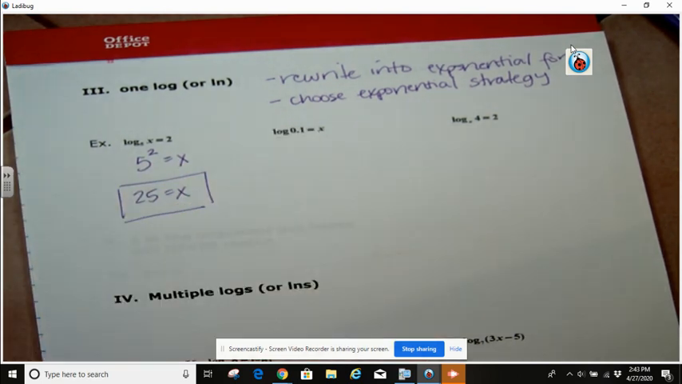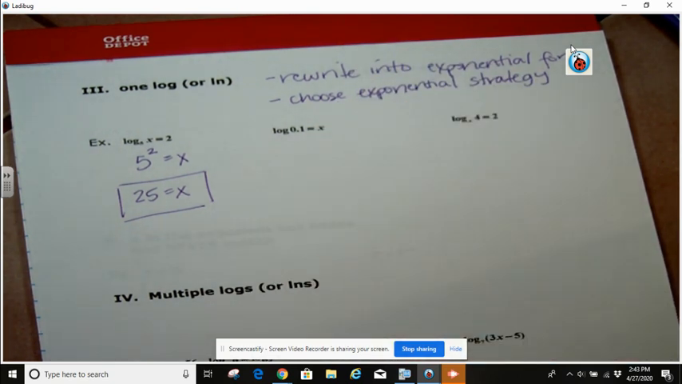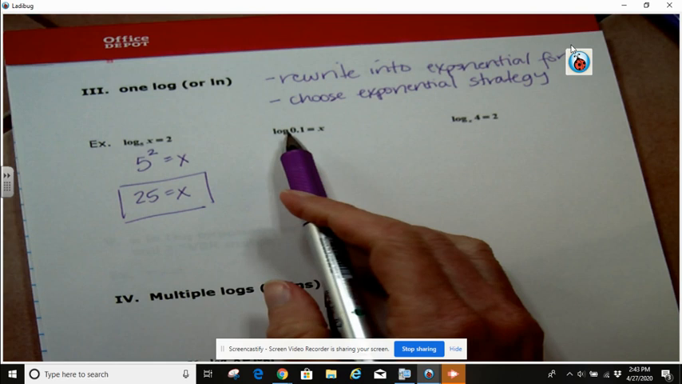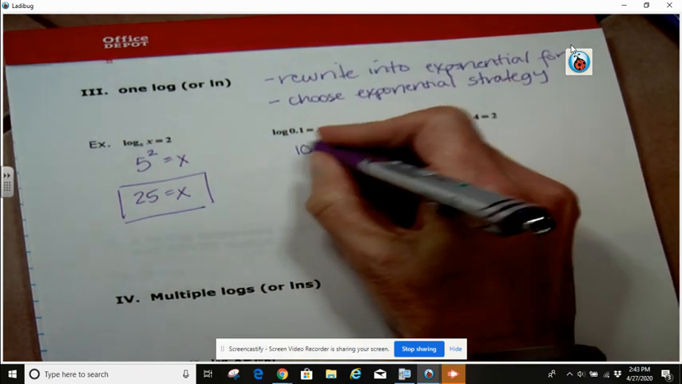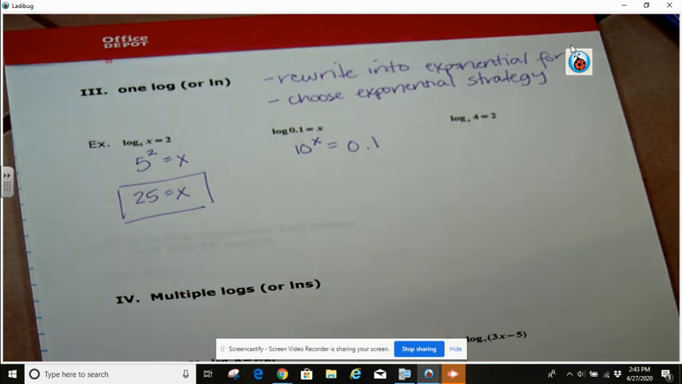Easy peasy. For the next one, notice my x is in a different place. So my exponential form, the base of the log is understood to be 10. So 10 to the x equals 0.1. So 10 to what power is equal to 0.1? This would fall into the first category where x is in the exponent. So I'd ideally like to get the bases the same.